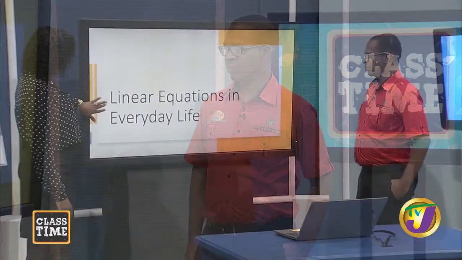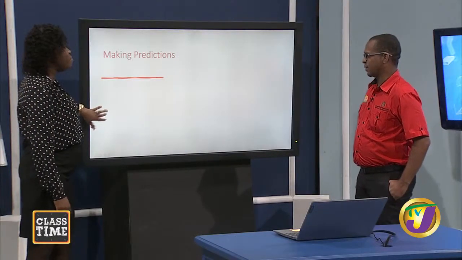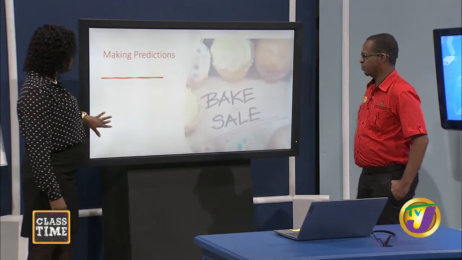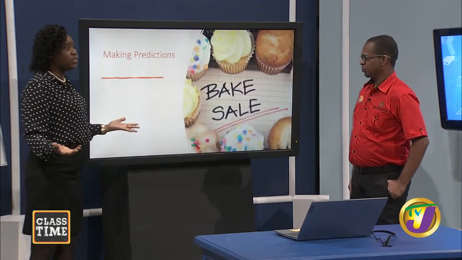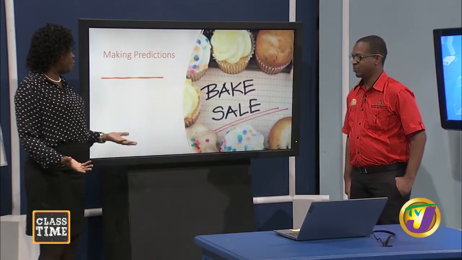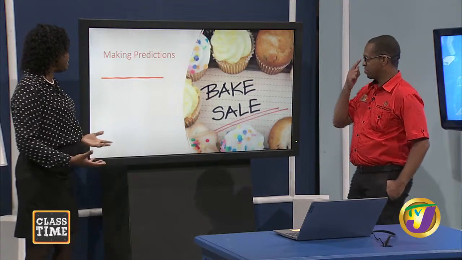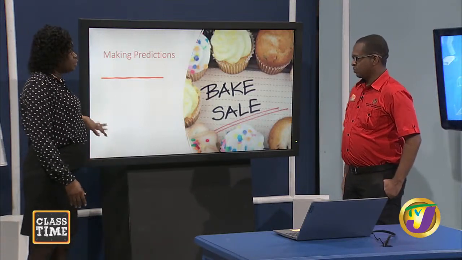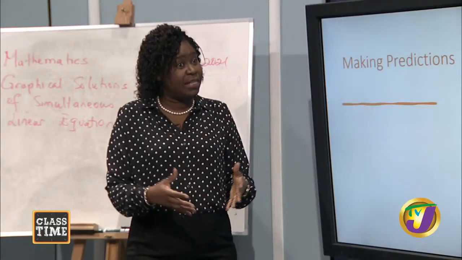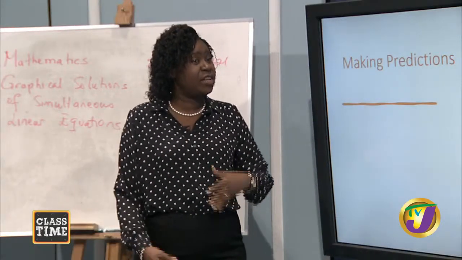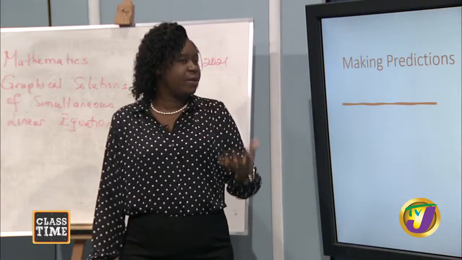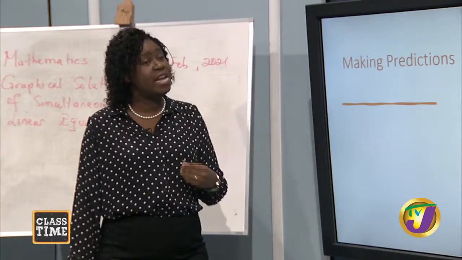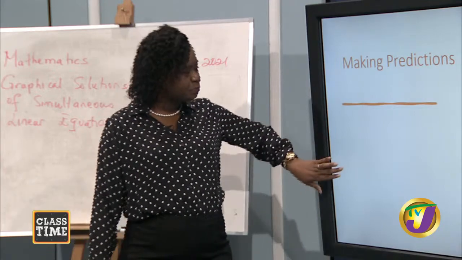All right, let's look at one here. Making predictions. A situation like schools always having bake sales to raise funds for some activities. So sometimes we need to know how much. For example, the Key Club going to do a bake sale, they need to know how much money they would make. They want to make some predictions to get the amount of money they would need for the project. In terms of the profit, good.